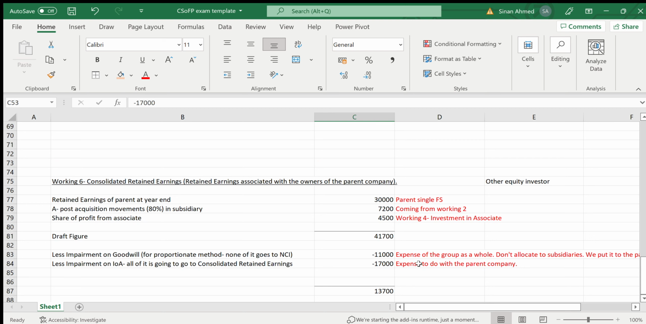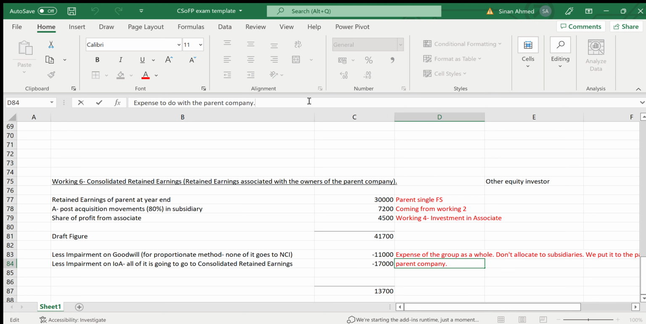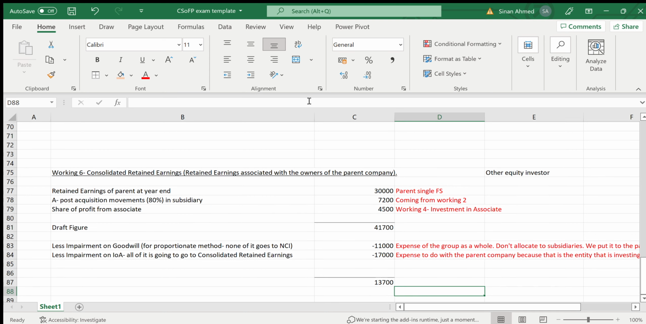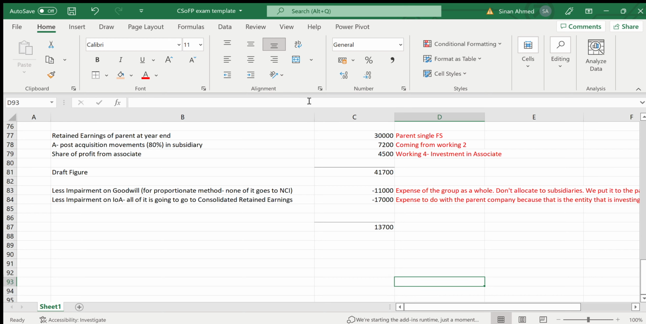And this is an expense to do with the parent company, because that's the entity that's investing in the investment in associate. And then that's basically it.